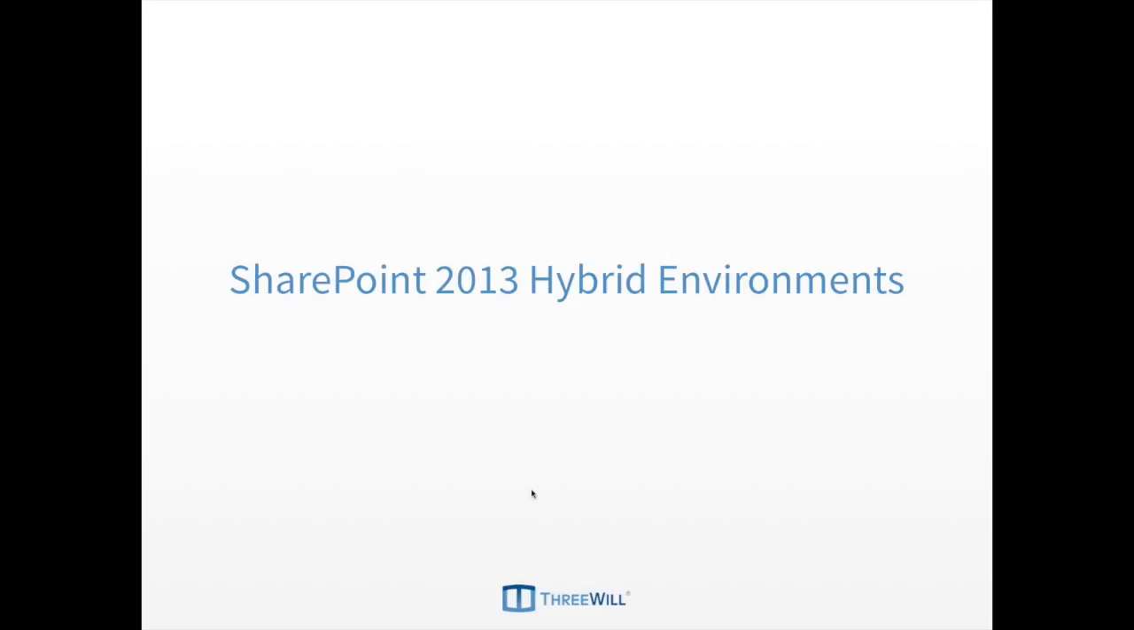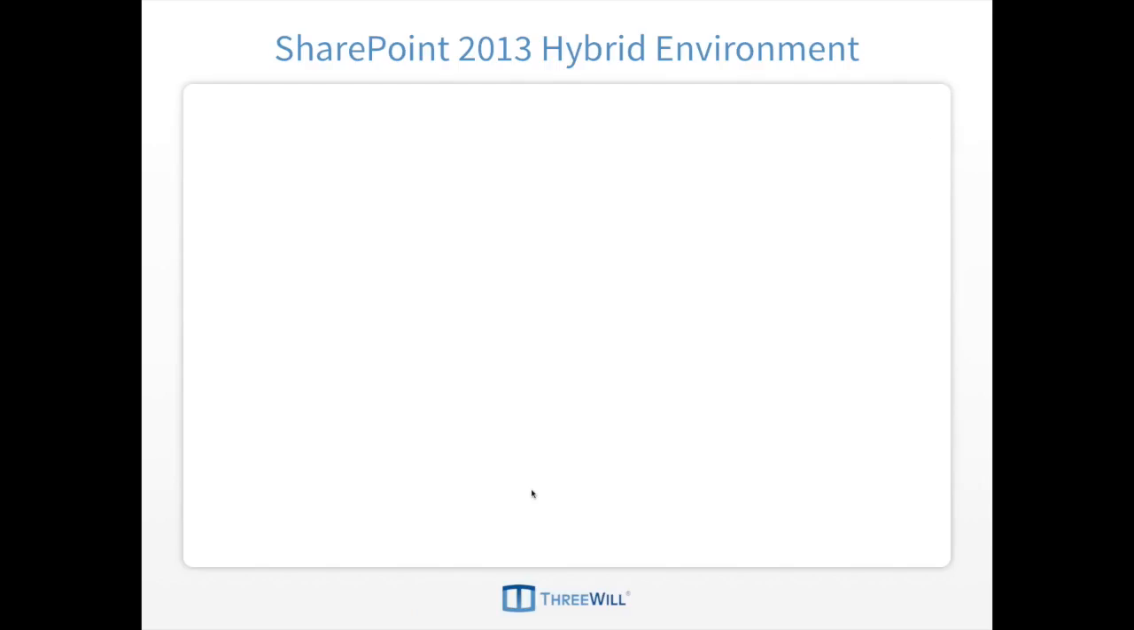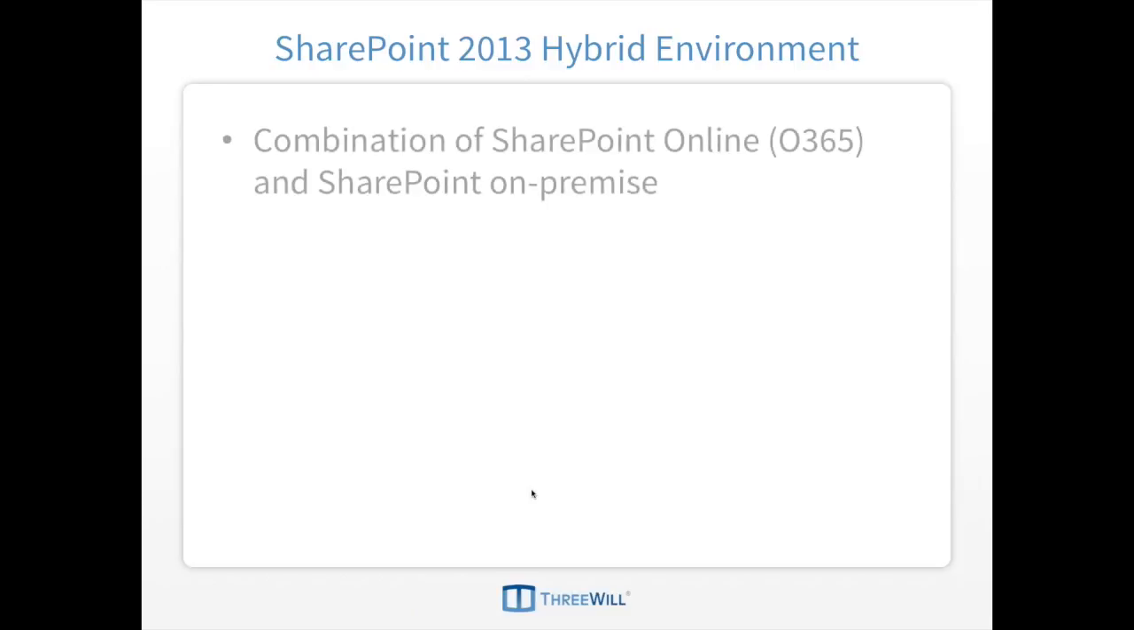So then, given that kind of overview about online environments or cloud-based environments in general, and some of the things that we might consider when we do a hybrid model, what we're going to talk about next is the specifics on how Microsoft has provided that capability in SharePoint 2013. We refer to that as a hybrid environment. So in simple terms, it is a combination of SharePoint Online, or if you prefer, Office 365, and SharePoint on-premise.